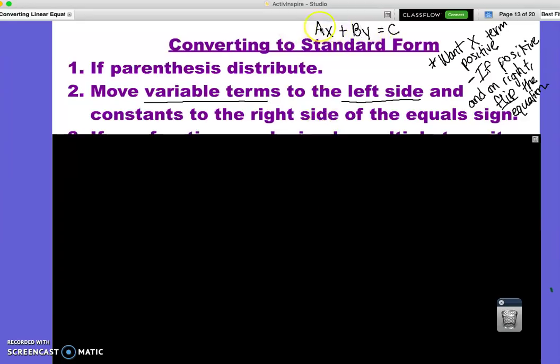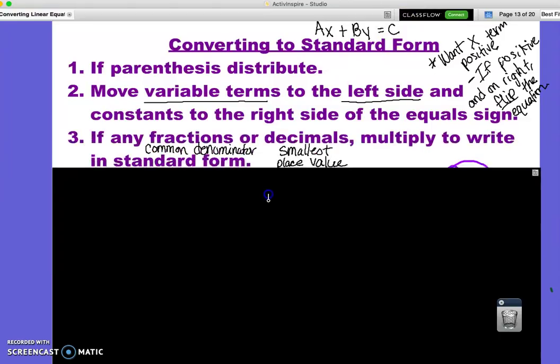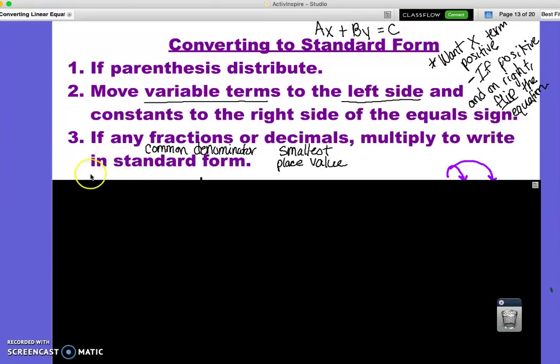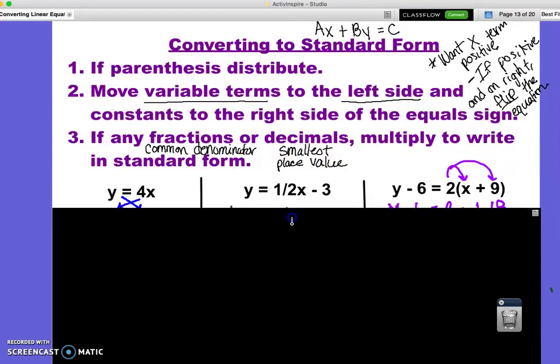So here, all my variable terms are over here, and then my constant, or my c, is by itself on the right side. And then the last step is, if there are any fractions or decimals, you want to multiply to write it in standard form, because a, b, and c are integers. They are not decimals or fractions, so you're going to multiply by the common denominator or the smallest place value to get rid of those.